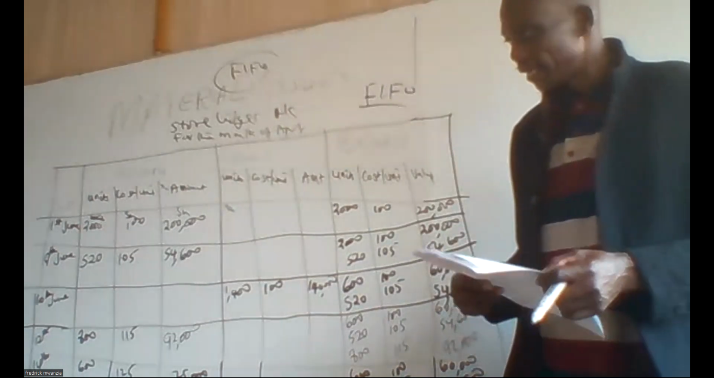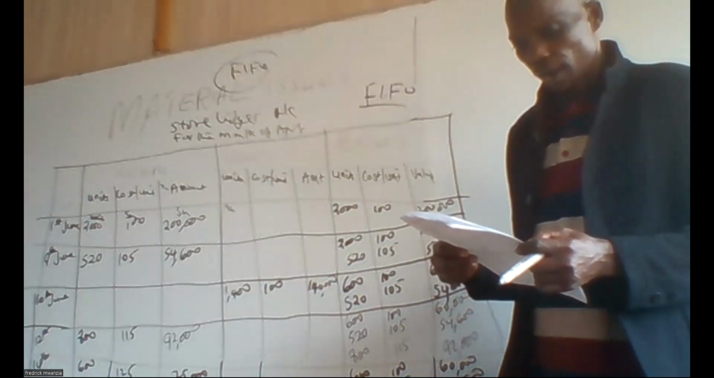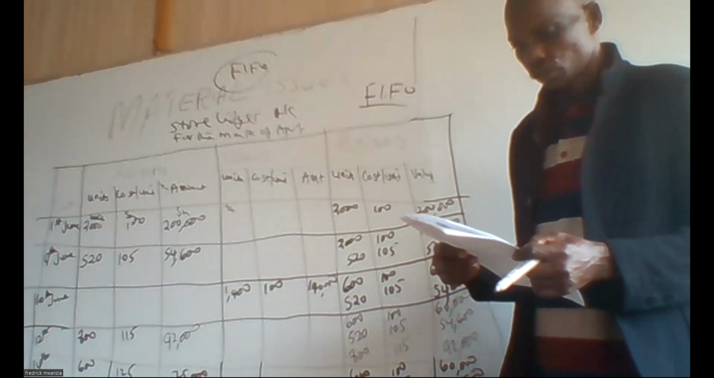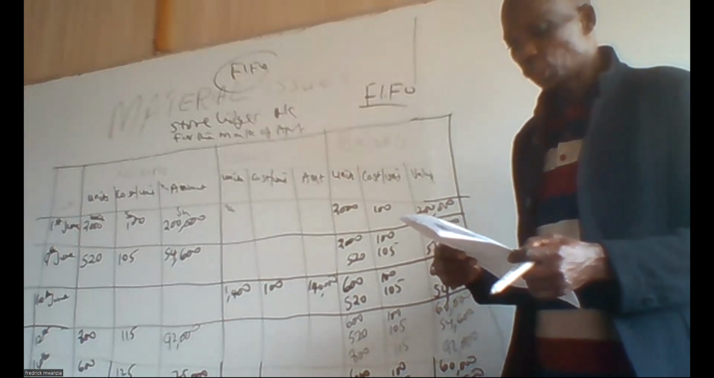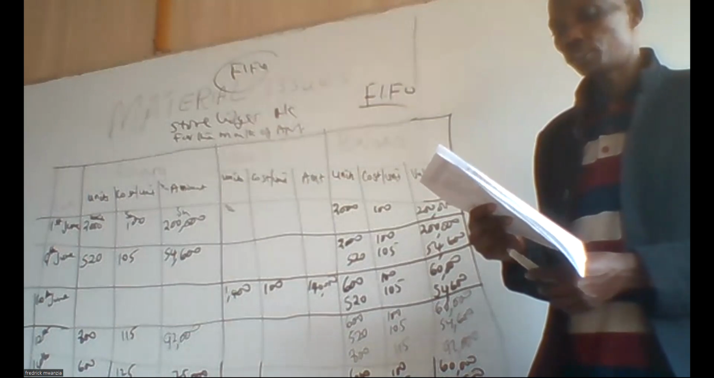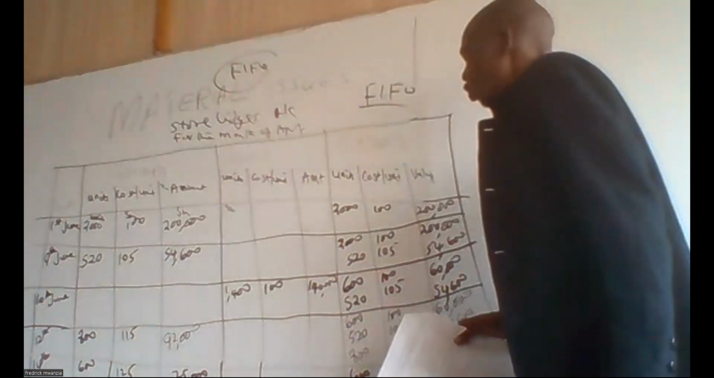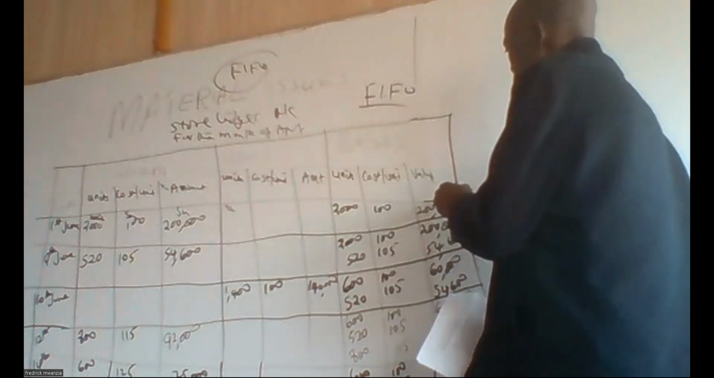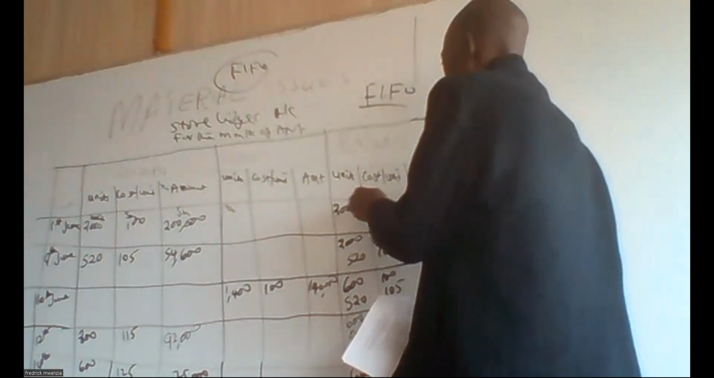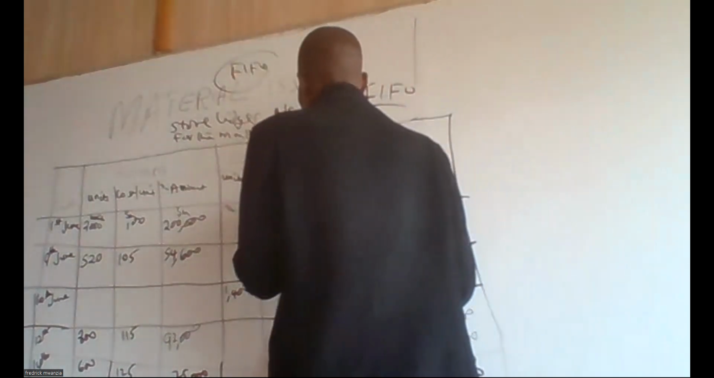Now we proceed to the next date, and that is 15. No, that is 16. So on 16, what is happening is that there is an issue of 1,240 units. Now, I'm going to the first column because I'm running up the stairs. I'll be done as I proceed.